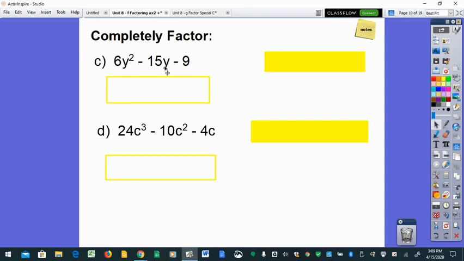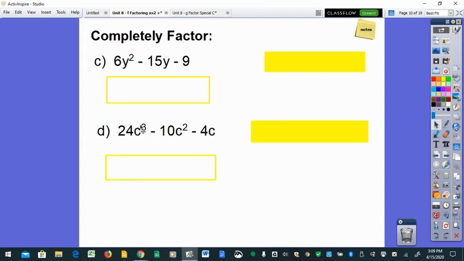So what I'm going to ask you to do is pause the video. You're going to look for a GCF. If it's there, you're going to pull that out first. And then once you have that GCF out in front, you're going to look at the result that's in the parentheses. Can you factor that further into two binomials?